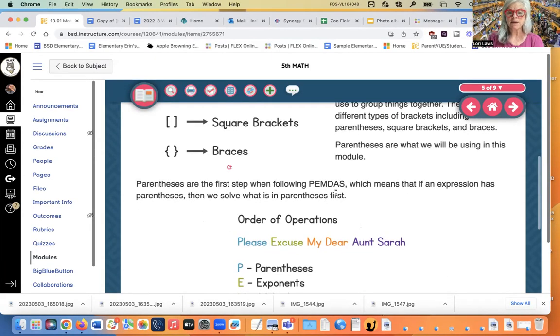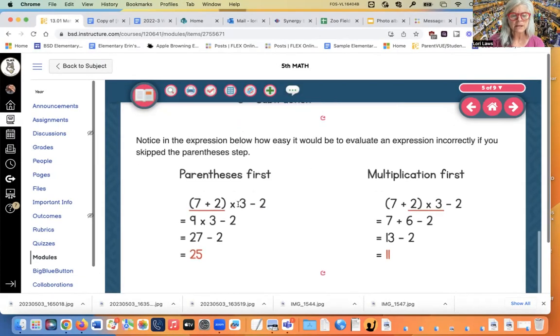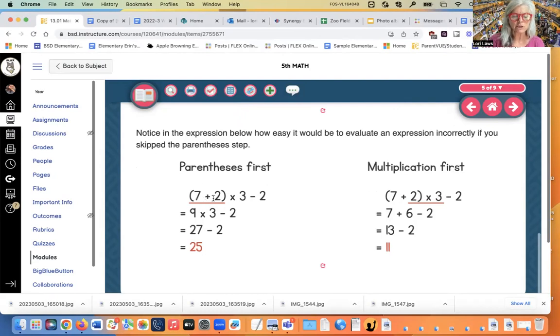Parentheses are the first step when using PEMDAS, which means that if an expression has parentheses, we solve that first. Notice in the expression below how easy it would be to evaluate an expression incorrectly if you skipped the parentheses. If you do the parentheses, it's 7 plus 2, which is 9, times 3, we do multiplication next, so that's 27, minus 2 is 25. But if we didn't have those parentheses, let's say we started with the multiplication first, 2 times 3 is 6, 6 and 7 is 13, minus 2 is 11. Completely different answers. This one, multiplication first, is wrong because you have to do parentheses first.